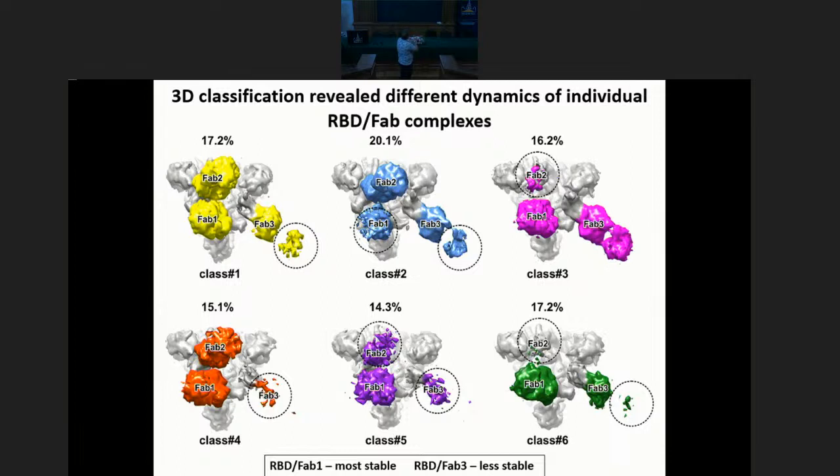But the 3rd FIB fragment was observed fully in only 1 class. The other classes demonstrate a vanishing density for this FIB fragment, which means that FIB fragment number 3 is much more dynamic than the other FIB fragments.